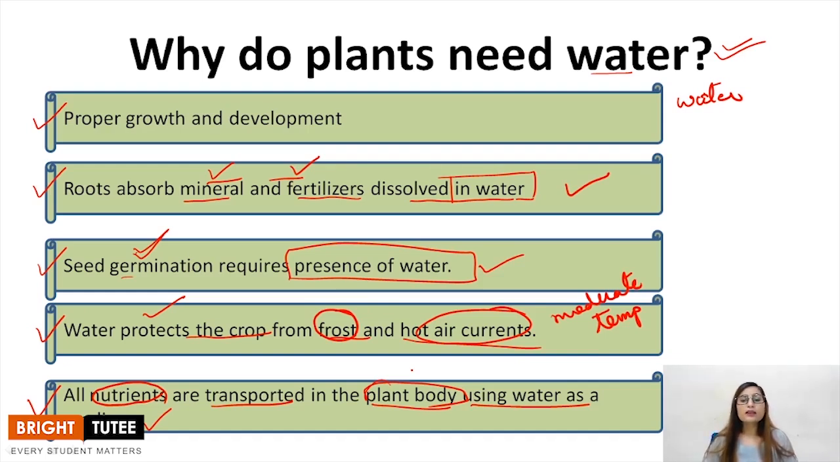So these are the points which tell us that water is very important for plants for their proper growth and development, right? This is why irrigation is important, because plants need to be watered at certain intervals. Without that, plants will not grow properly, right?